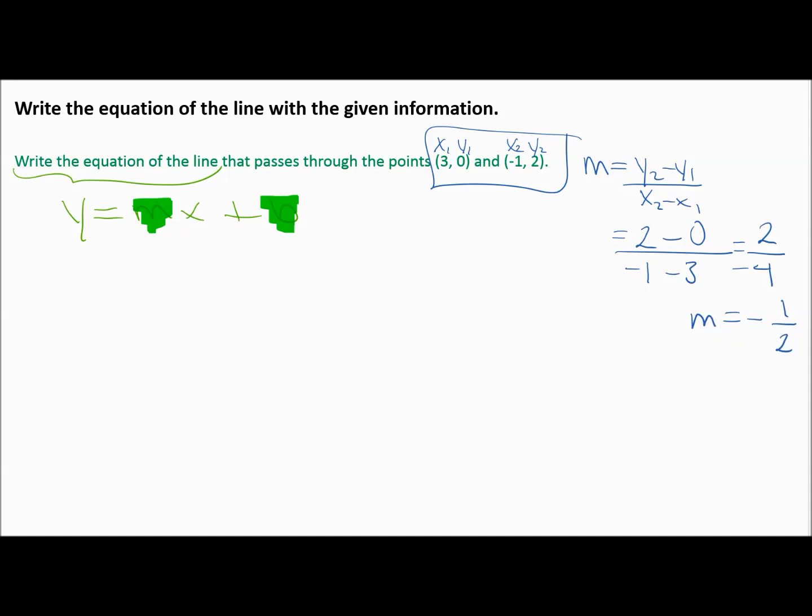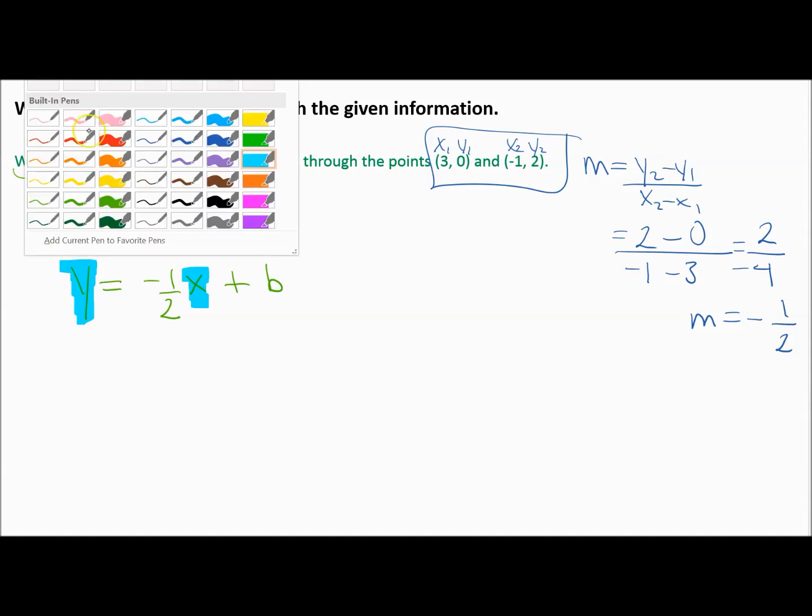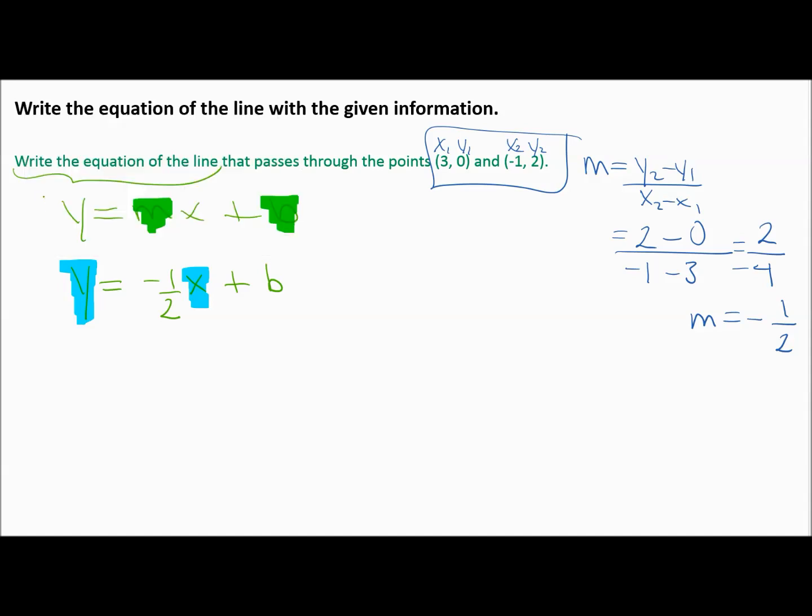So my next step is writing this as y equals m, which is -1/2 x plus b. Now my next move is going to be to calculate b. I don't know what b is, so I've got to substitute for y and substitute for x so I can find b. Then you ask, okay, well fine, but what am I going to use to substitute for y and x? Either set of points. You got a 3 and a 0 you can work with here for x and y, or you have a -1 and a 2. What you cannot do, kind of like calculating slope, is mix and match.